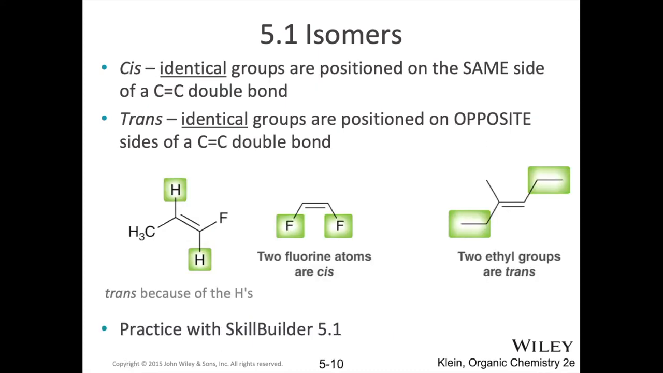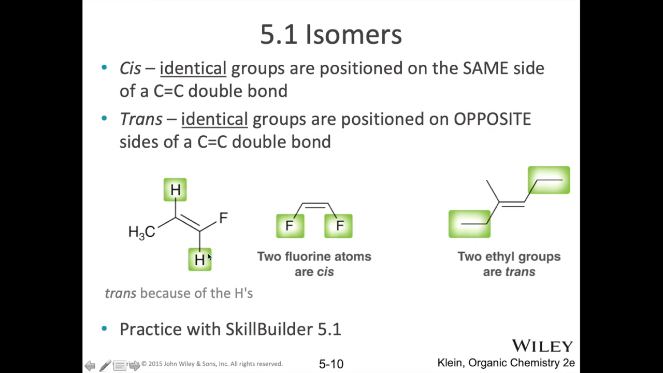Okay, we can do the same thing with double bonds, of course. Again, the key thing here is you need both groups to be identical. Now please note, a group here can be something as mundane as a hydrogen as well. So even though in this example on the left, this fluorine and this methyl group are not the same thing, we could call this trans because these two hydrogens are trans.